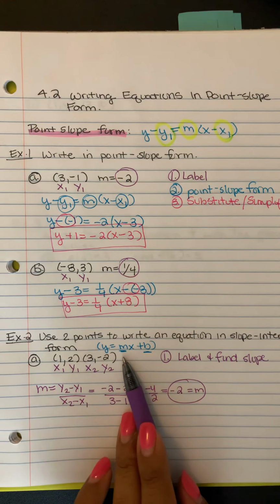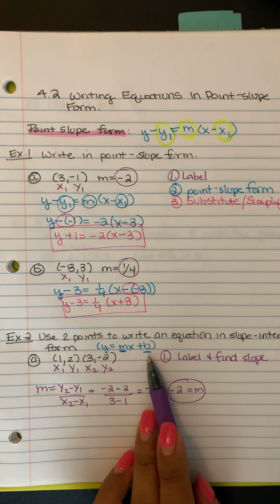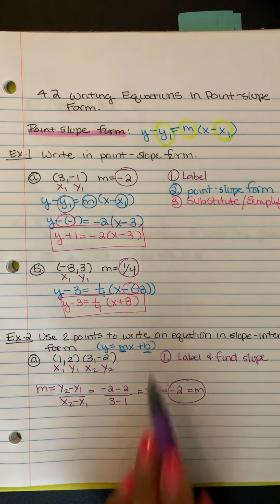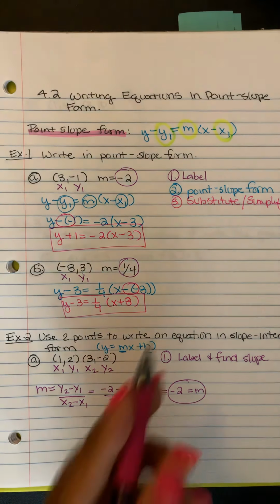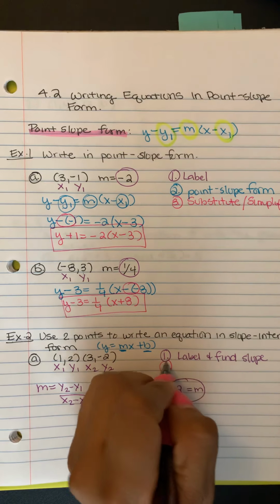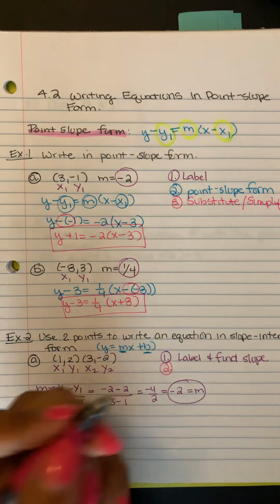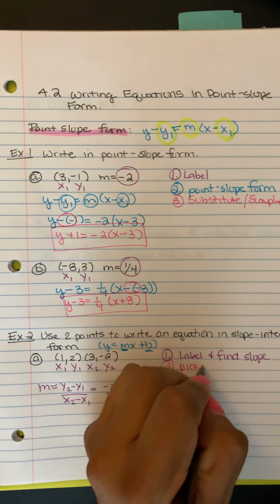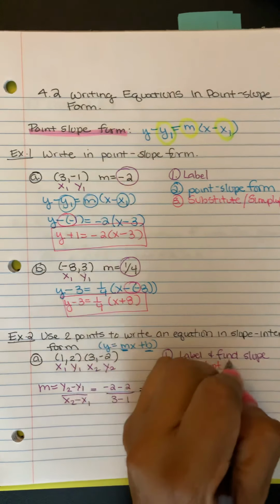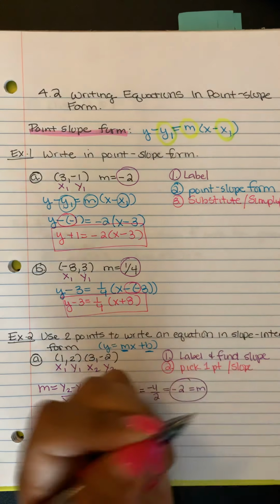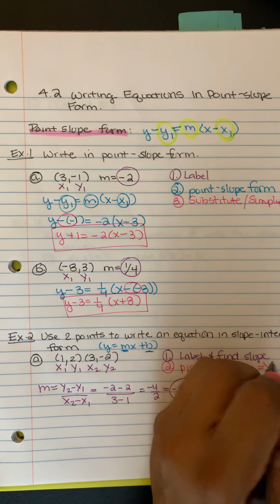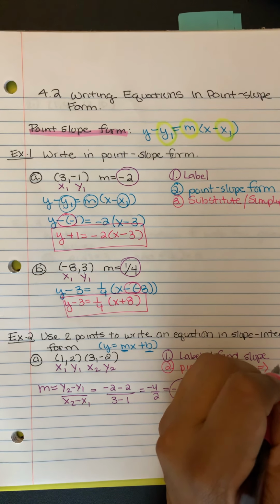So we've figured out what m equals. Now we need to figure out what b is. So this is where it can get a little tricky and a little difficult. What you're going to do is pick one point and the slope and put it in point slope form.